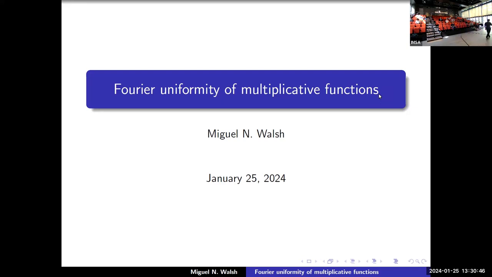Okay. So I wanted to talk about some work I did last year regarding Fourier uniformity of multiplicative functions. Basically, this problem is more or less as follows. We're looking at a multiplicative function on a large interval, and we choose randomly a small interval, and we restrict our multiplicative function to that small interval. The question is, can we guarantee that almost surely this restriction has no large Fourier coefficient? That's the main question. I will tell you about this question, and I will also explain how this connects to some central questions about the behavior of multiplicative functions, and in turn, how this connects to some fundamental questions about arithmetic objects like the distribution of primes.